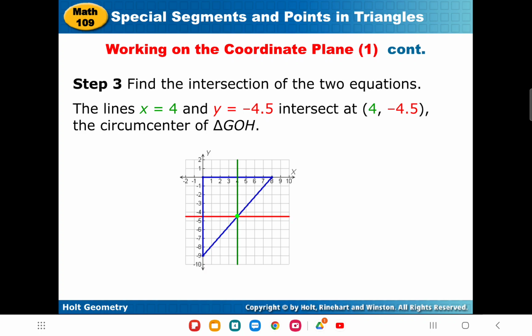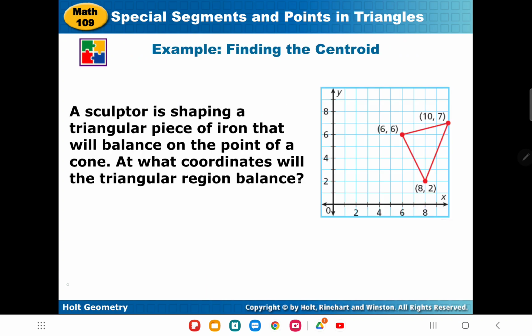Worth thinking about, if you haven't already, why it's okay to only graph 2 lines to determine the circumcenter. And is it also okay to just graph 2 lines to determine the other special centers of triangles? So think about that as we work through these problems.